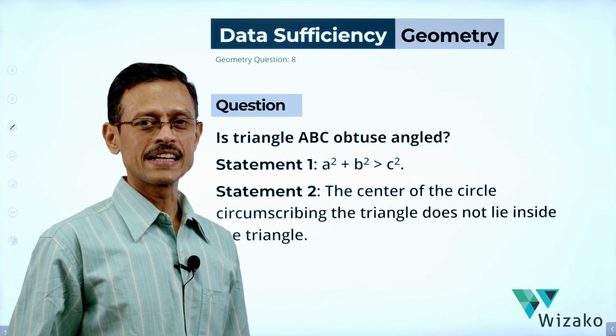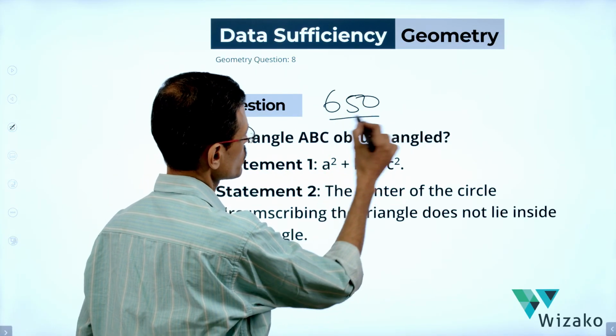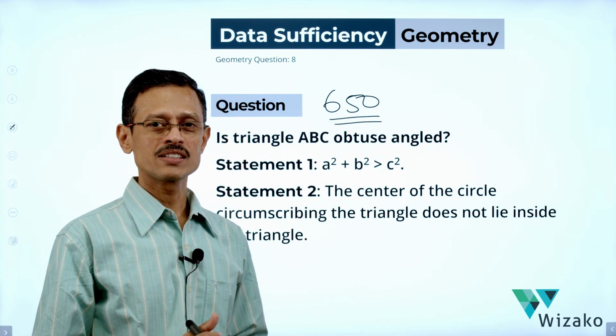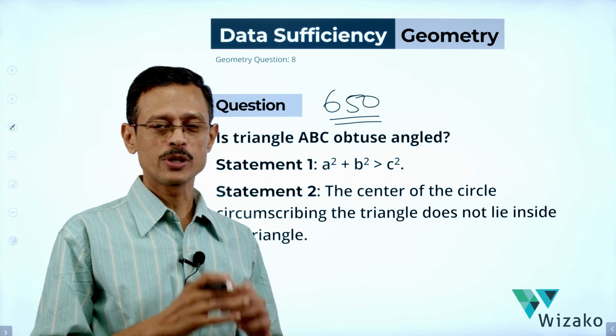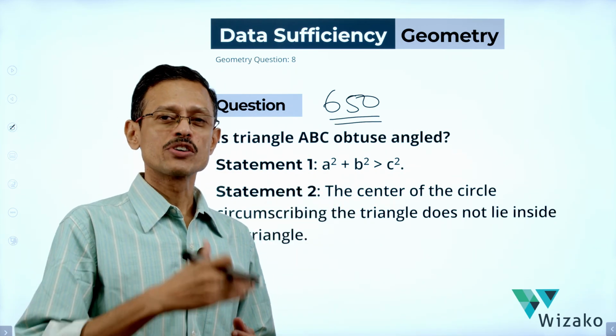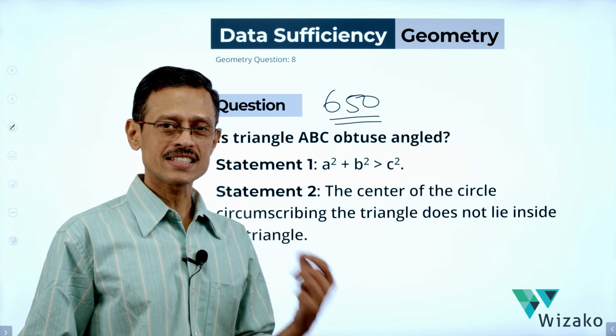This is an interesting GMAT data sufficiency practice question. I'll classify the question as a GMAT 650 level DS question, geometry question. What's the concept covered in this question? We're going to be looking at properties of obtuse angle triangles. At the end of solving this question, the learning objective is we should know some important properties about obtuse angle triangles, right? Let's get started with the question.